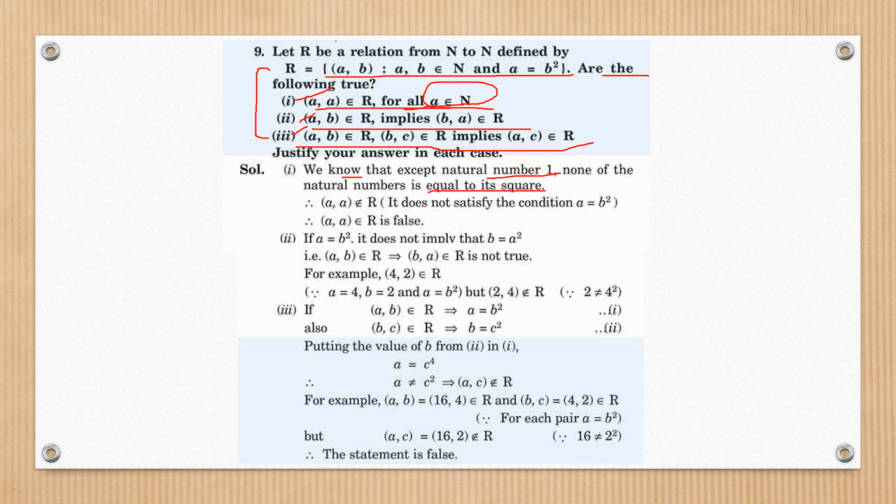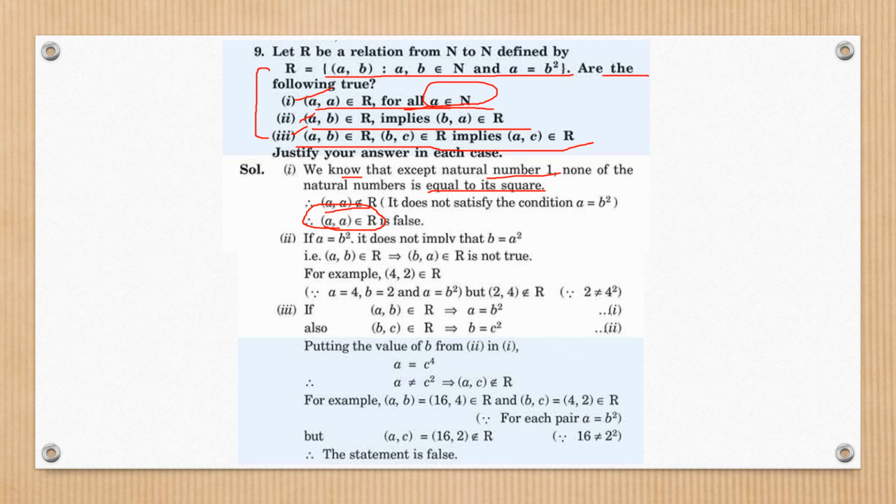So (a, a) belongs to R means that a = a². Now, is it possible for any natural number? Except 1, no number is equal to its square. So that means (a, a) does not belong to R.